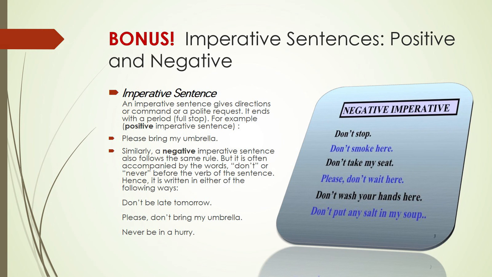Now, a bonus slide for you on imperative sentences from both the positive and negative sides. You all know that an imperative sentence is used for giving commands or conveying requests. Therefore, an example of a positive imperative sentence is a sentence like, bring your notebooks, whereas an example for a negative imperative sentence would be, don't bring your notebooks. Basically, a negative imperative sentence always uses the words don't or never before a verb.